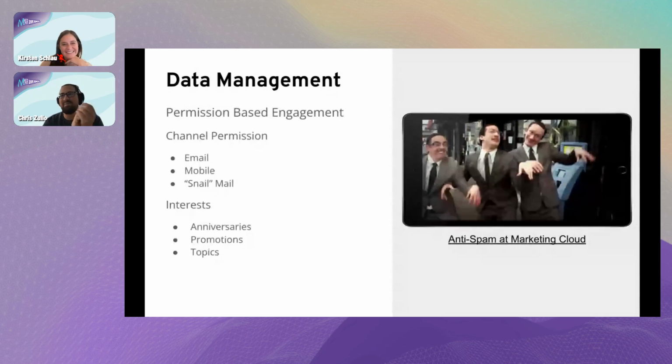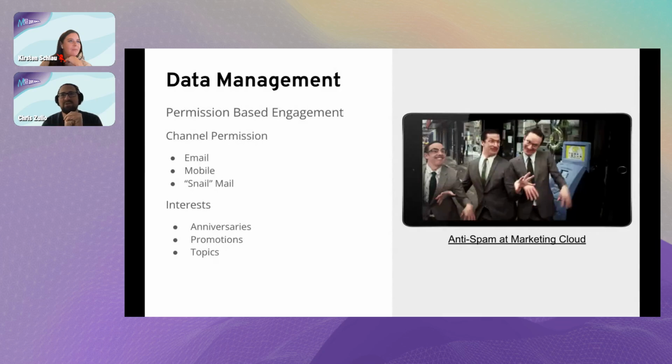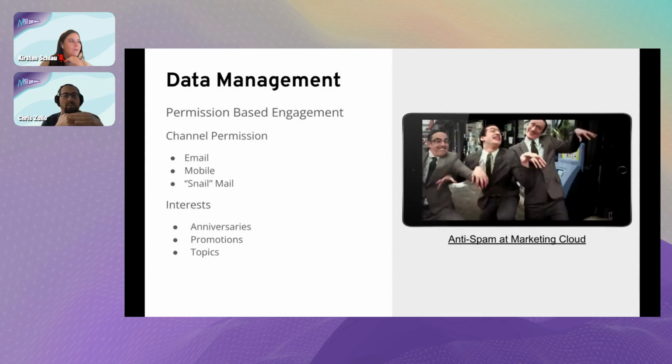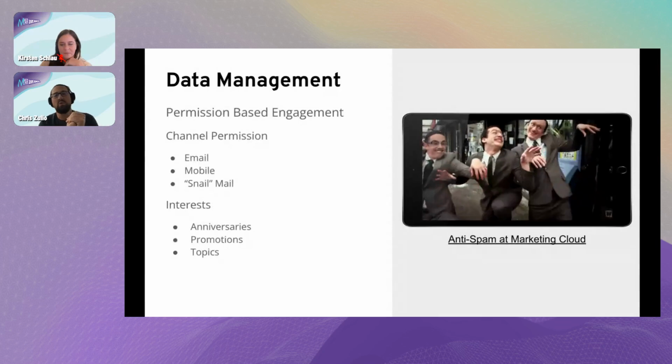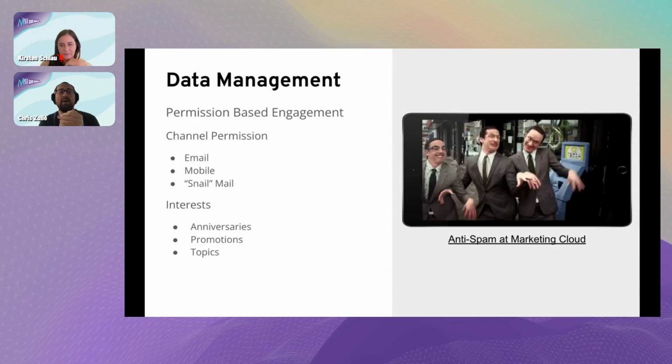Let's talk a little bit about permission engagement. There's a couple of different ways to approach this. There's channel permission. Do I want an email or not? Do I want mobile or not? Do I want snail mail or not?